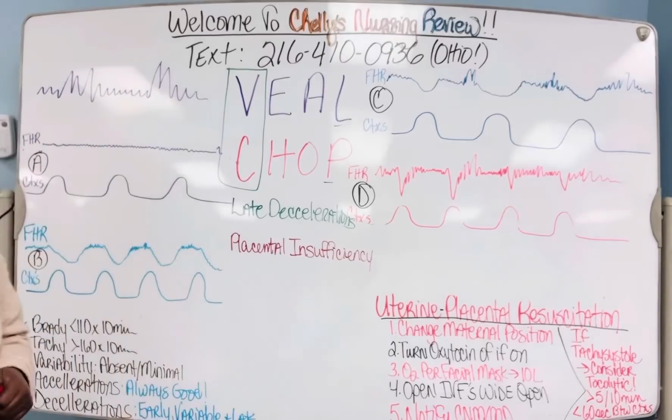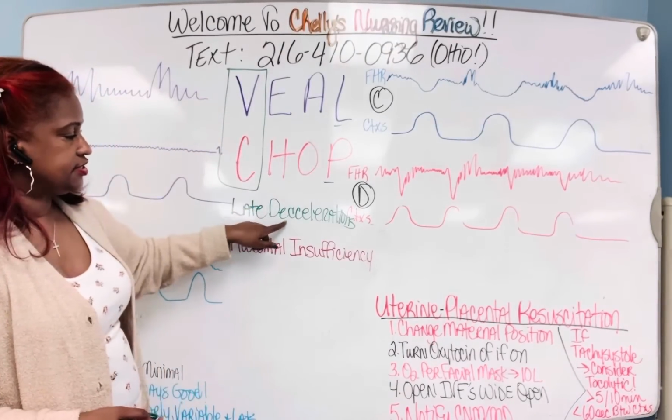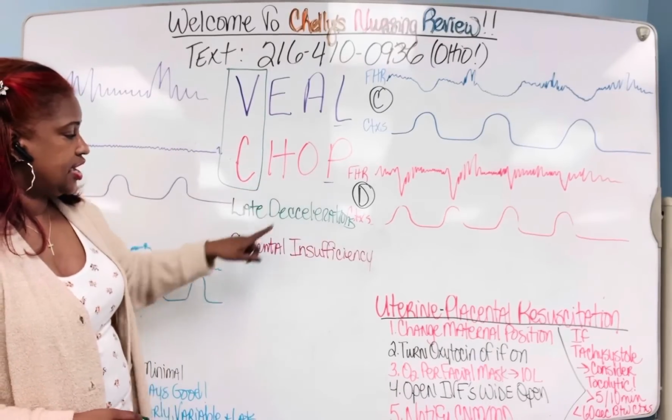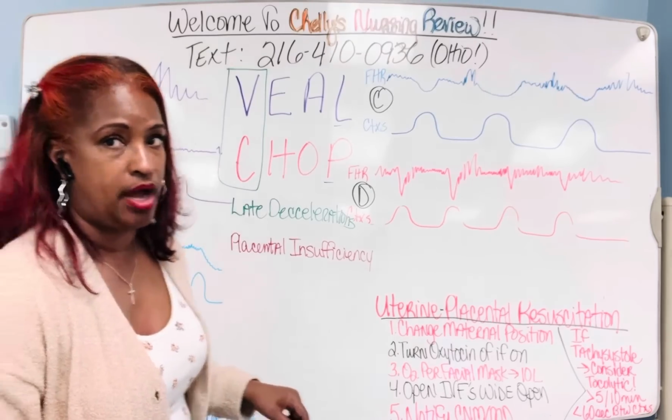Okay, let me show you that. VL stands for late decelerations. I think it's only one C. And the P stands for placental insufficiency. Now let me show you what I'm talking about.